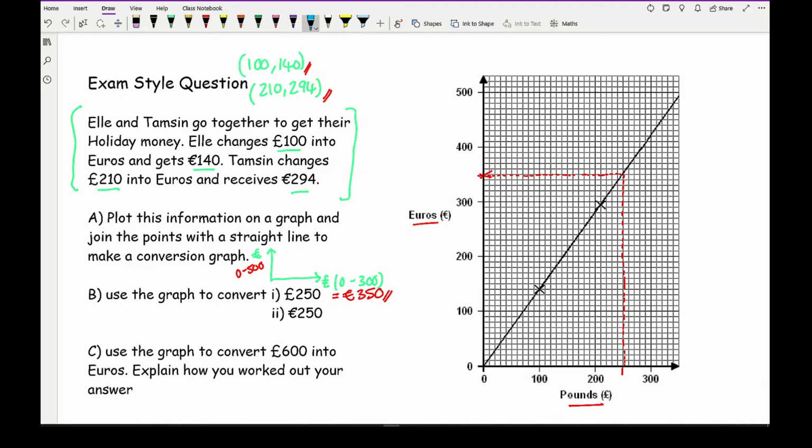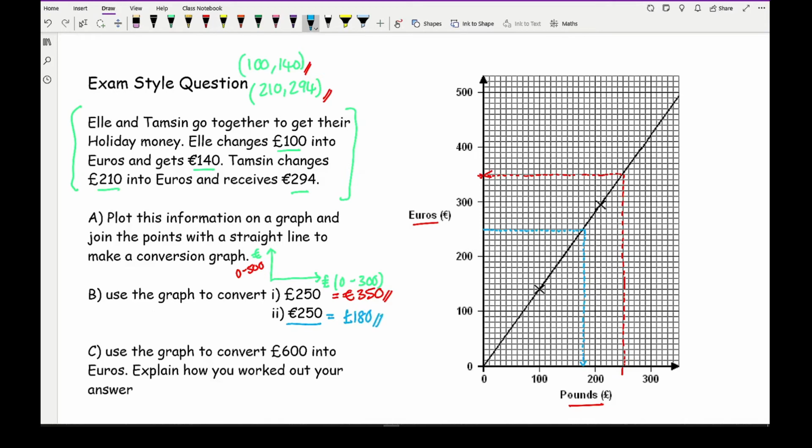For the next part, which is converting 250 euros, again I'm going to find 250 along my vertical axis, which is there, and I'm going to draw a straight horizontal line, and as soon as it hits the line, I'm then going to go downwards to find out what the value is going to be in pounds. And looking at that value there, it's going to give me £180. And there is my final answer.